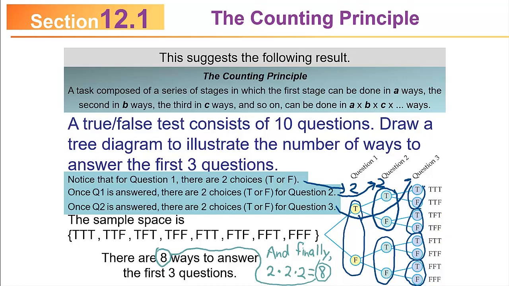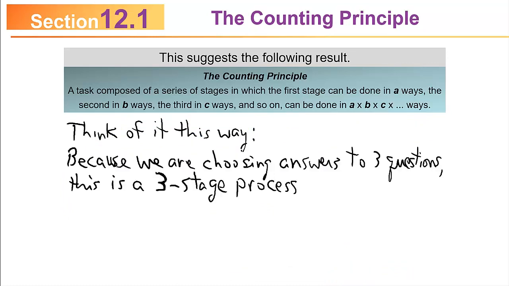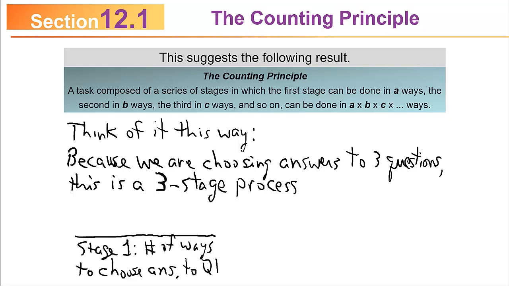In other words, you count how many ways each stage can be done, and you do that for each stage, and then you take the product. That's a very nice result and also a very useful result. Think of it this way. Because you're choosing answers to 3 questions, it's a 3-stage process. So you can say, okay, stage 1, you've got to figure out how many ways you can choose your answer for question 1, and it turns out to be 2, either true or false.